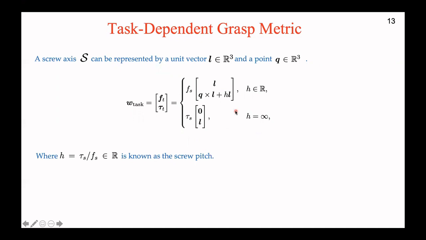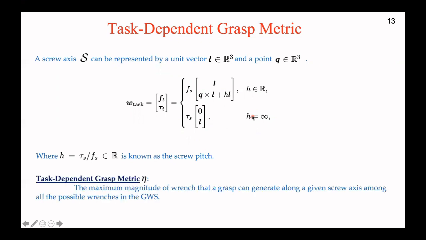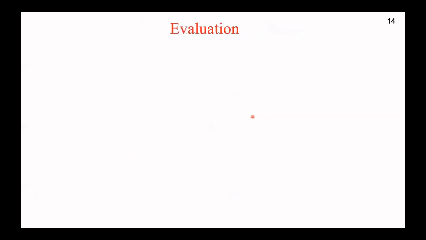Therefore, we can represent any spatial task wrench omega task using 3 screw coordinates: the magnitude Fs or tau s, the pitch H, and the axis S represented by L and Q. Thus, by representing the task as a constant screw motion or wrench along a given axis S with a given pitch and magnitude, we define a task-dependent grasp metric eta as the maximum magnitude of a wrench that a grasp can generate along a given screw axis S.